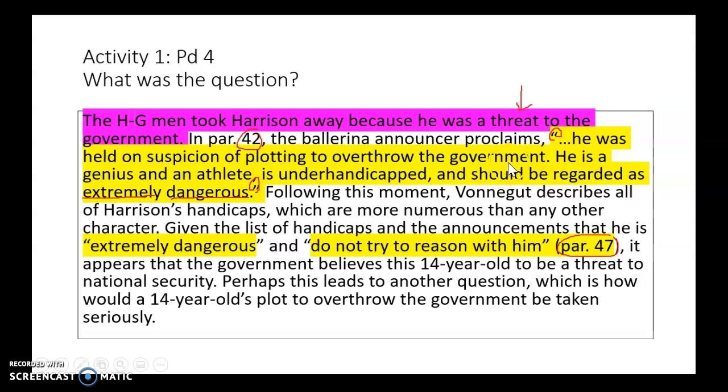So if we look here, this paragraph does exactly that. We have a citation here, paragraph 42. We have a citation here, paragraph 47. We have direct quotes. Those are words right from the text. We also can see that this information relates directly to this notion of this character, Harrison, being a threat. So it does all of the things it needs to do.